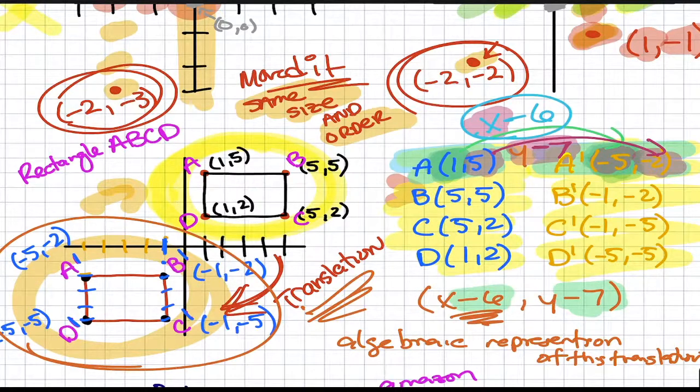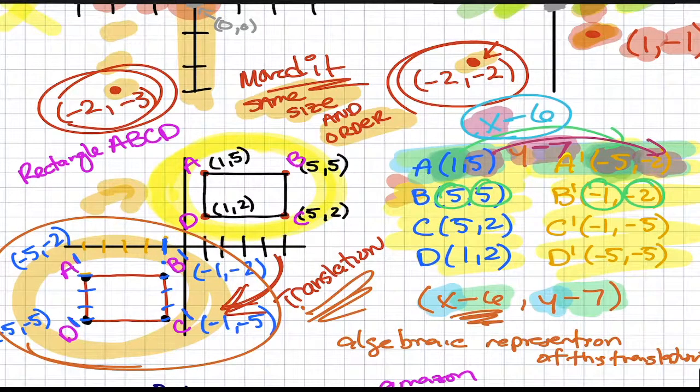Okay? And this is comparing it to the original. So from the original x, you subtract 6 from everything. And from the original y's, you subtract 7 from everything. Let's see if that's true for all of these. In the original one, you had a 5. If you subtract 6, you should be at negative 1. Aha! In the original one, you had a y of 5. And if you subtract 7, you should get negative 2.